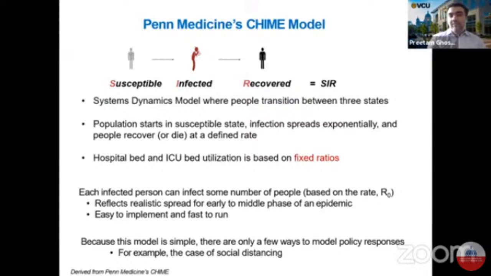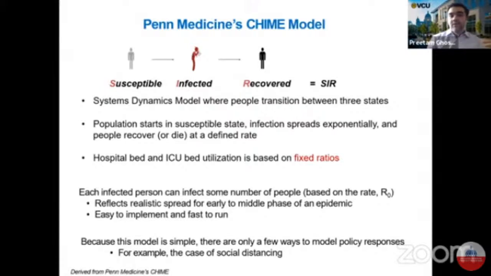UPenn's CHIME uses a susceptible, infected, recovered model. It's a very simple model. You consider a population which is susceptible, right? Everybody is susceptible to the disease. And then when you come in contact with somebody who is infected, that's when you get exposed to the disease and you start developing symptoms. And after a certain point of time, people recover, or some people may have to be hospitalized and things like that, right? So you divide up this model into different compartments: susceptible compartment, infected compartment, recovered compartment.